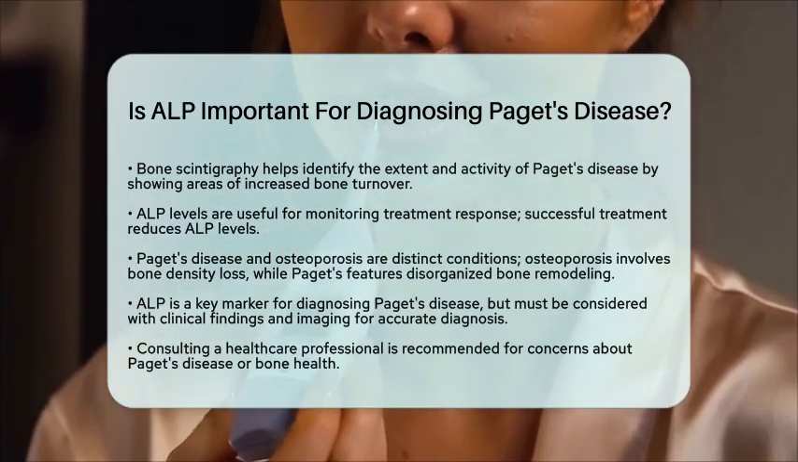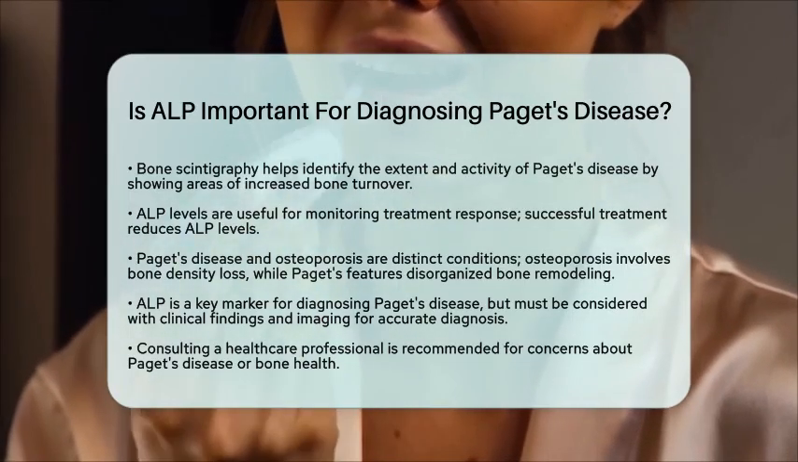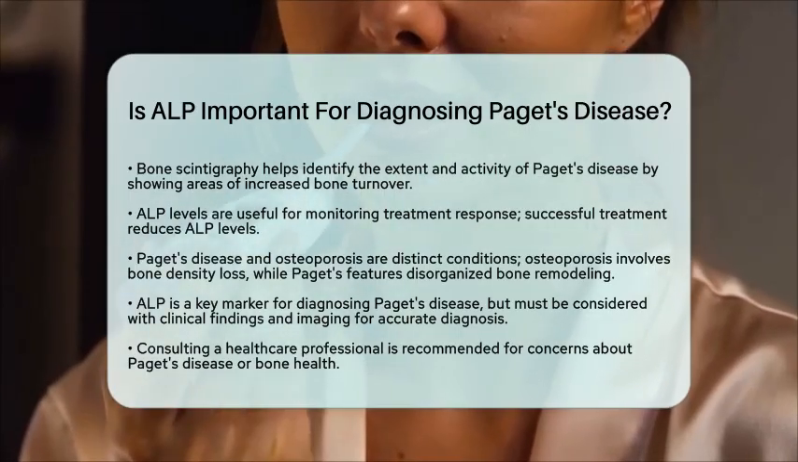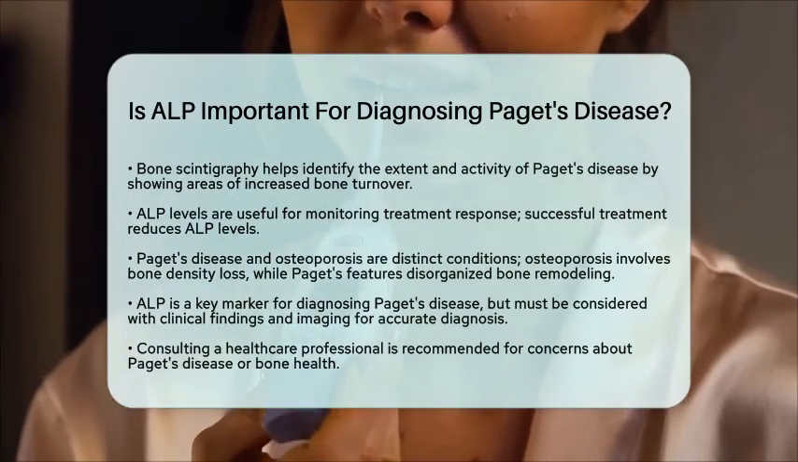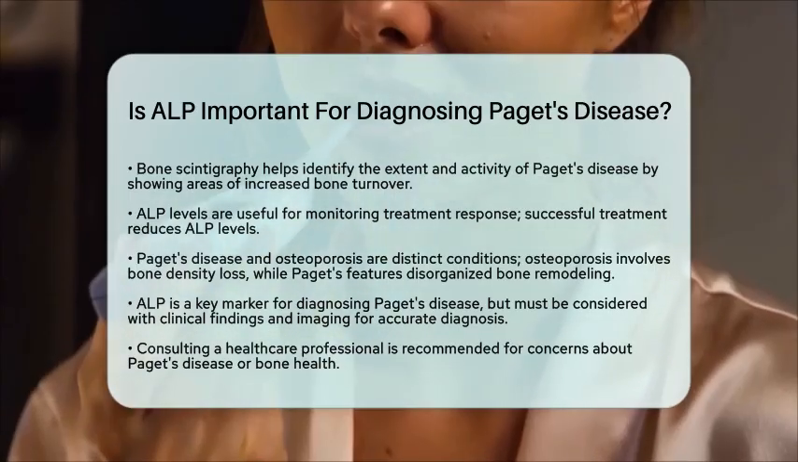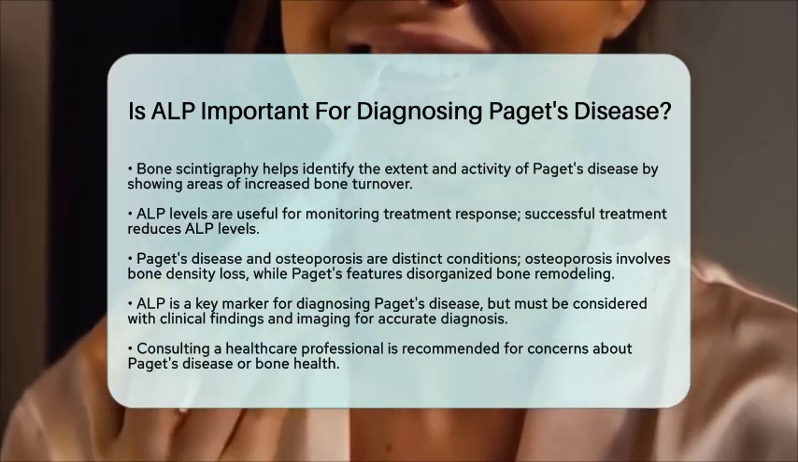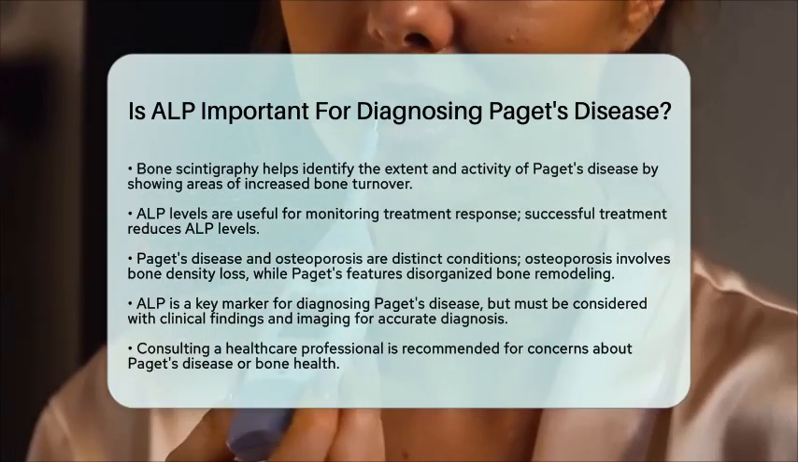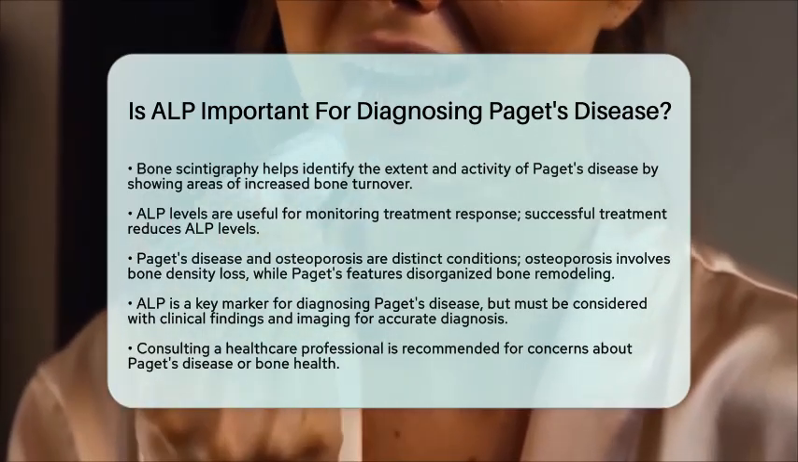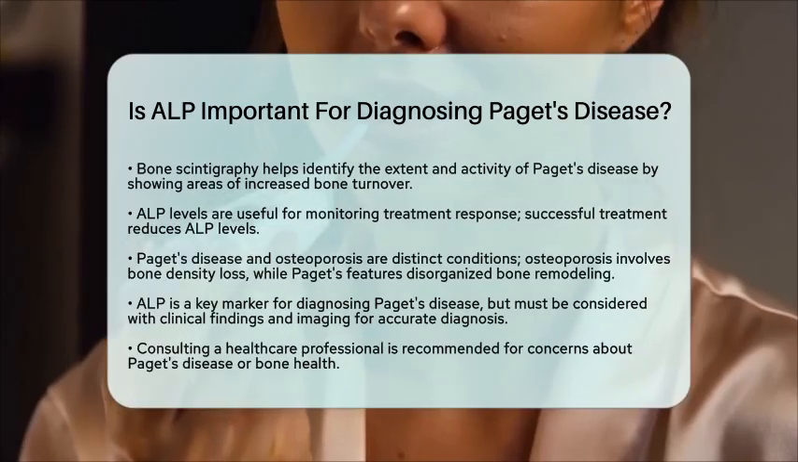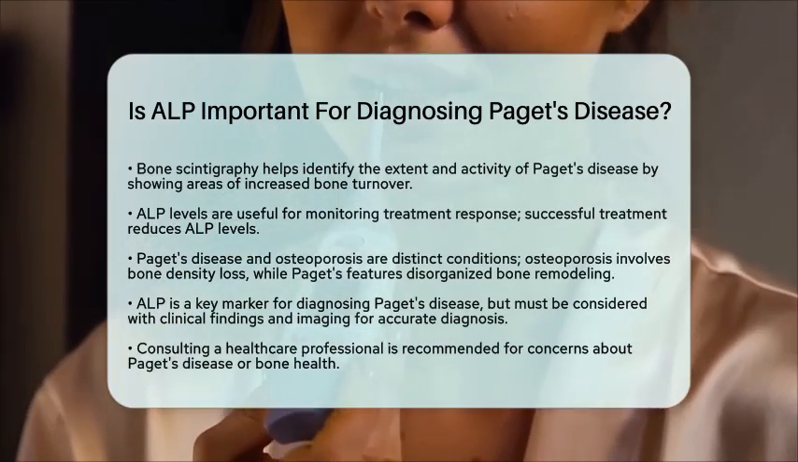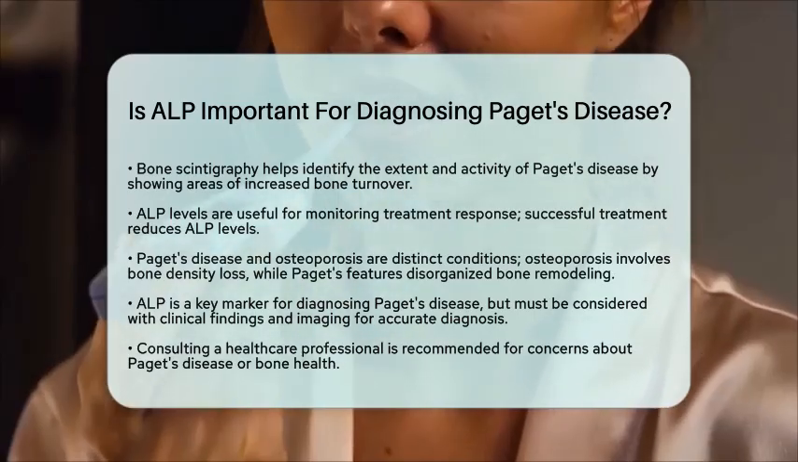In summary, ALP is an important marker in diagnosing and managing Paget's disease, but it should not be viewed in isolation. It must be considered alongside clinical findings and imaging studies to ensure an accurate diagnosis. If you suspect you have Paget's disease or have concerns about bone health, it is always best to consult with a healthcare professional for personalized advice and guidance.